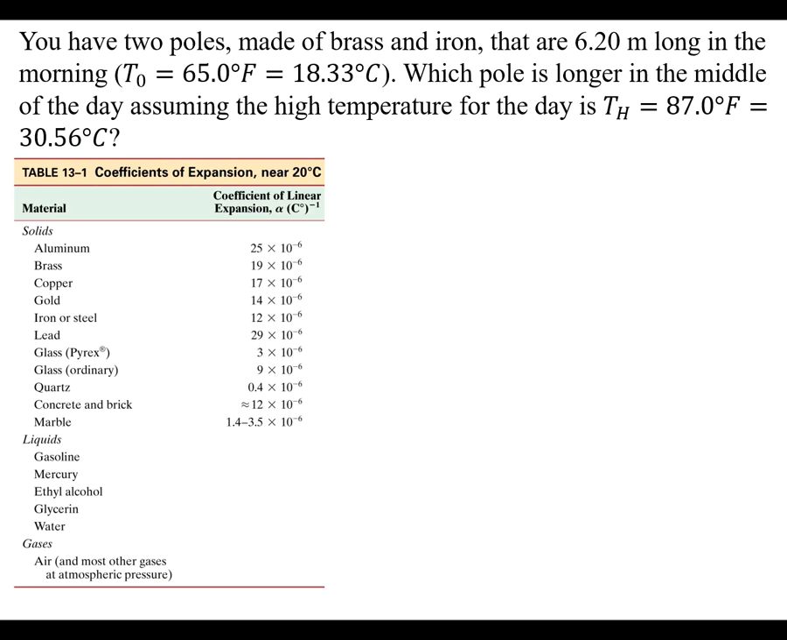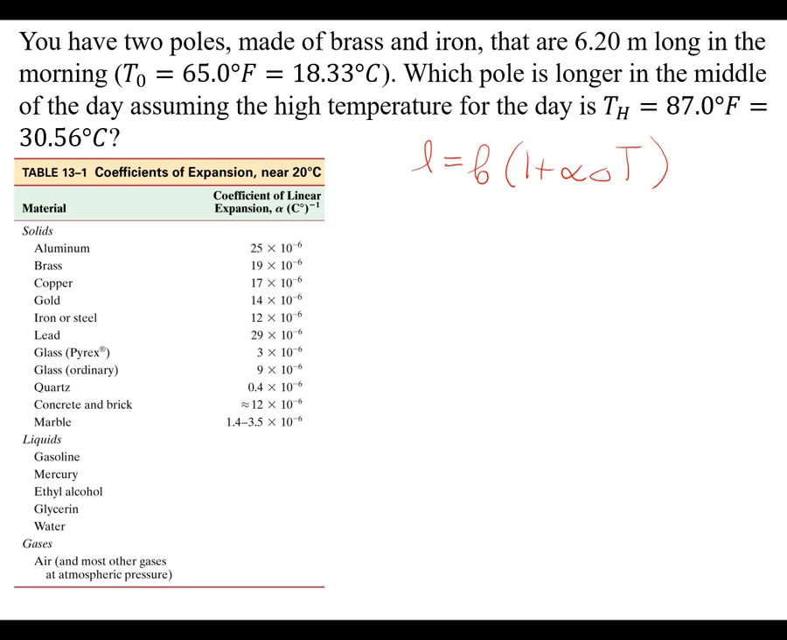Celsius. We want to know which pole is longer in the middle of the day, assuming a high temperature for the day is 87 degrees Fahrenheit, which would be 30.56 degrees Celsius. Okay, so remember our equation for linear expansion is that the new length is going to be your initial length times 1 plus alpha times your change in temperature.